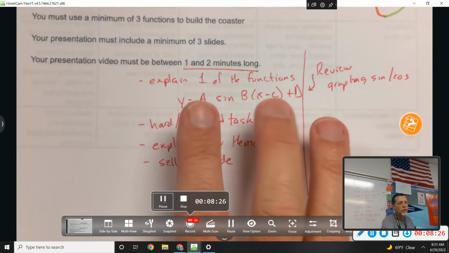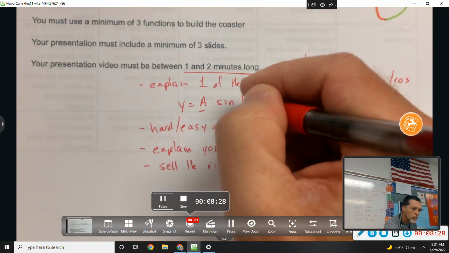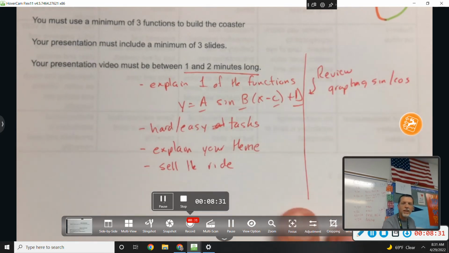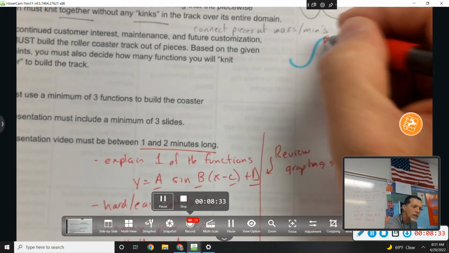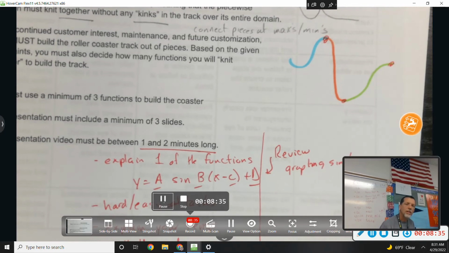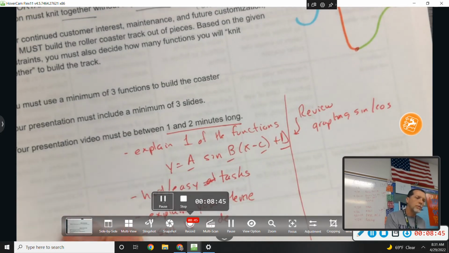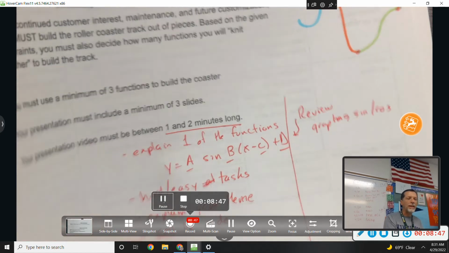Once you have a better understanding of what all those do, then it will be really easy for you to hit whatever points you're trying to hit. So my suggestion is don't just jump on Desmos and start typing random stuff in and trying to make it work. That probably will take you longer, and you probably won't be right if you do it that way.